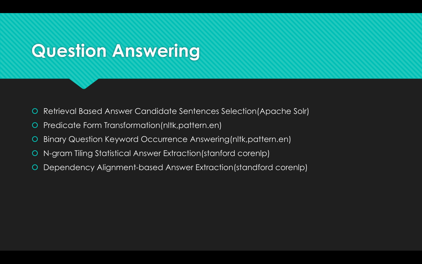The second is our question answering module. We have first retrieval-based answer candidate sentence selection based on Apache Solr, and we have the predicate form transformation function. Also, for binary questions, that is factual questions, we have the algorithm called binary question keyword occurrence answering to answer the binary questions. For WH questions, we have n-gram tiling statistical answer extraction to do the answer phrase extraction from the sentences that are returned by our information retrieval search engine. Finally, we also incorporated dependency alignment-based answer extraction.